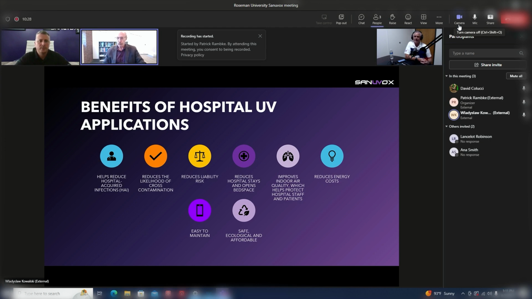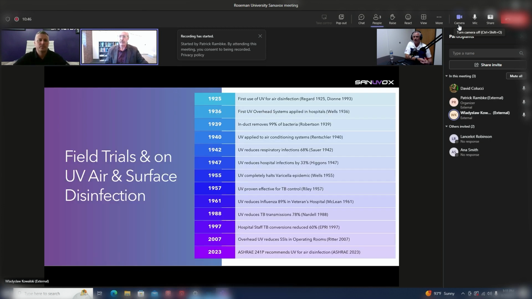Now, UV can improve indoor air quality both by reducing airborne pathogens and by controlling VOCs. UV can be used to reduce energy costs, especially in cooling coil applications. It's easy to maintain, and it is safe and affordable.